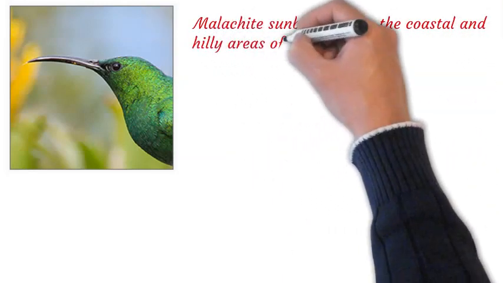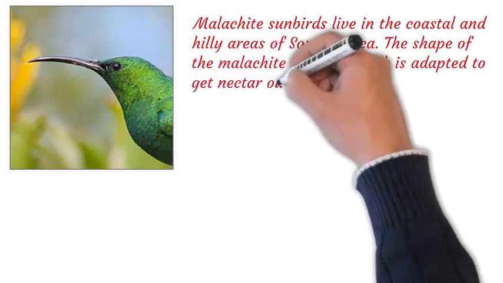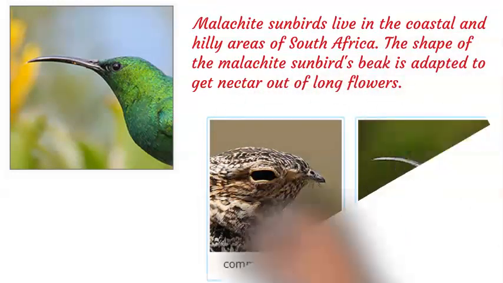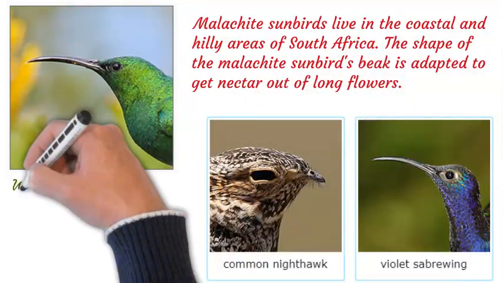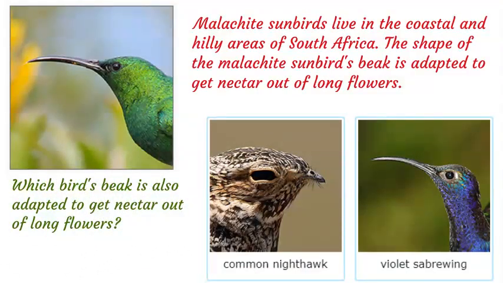Malachite sunbirds live in the coastal and hilly areas of South Africa. The shape of the malachite sunbird's beak is adapted to get nectar out of long flowers. Which bird's beak is also adapted to get nectar out of long flowers?